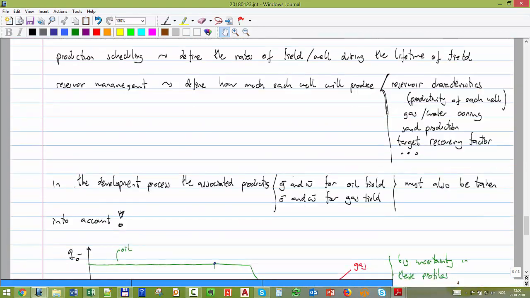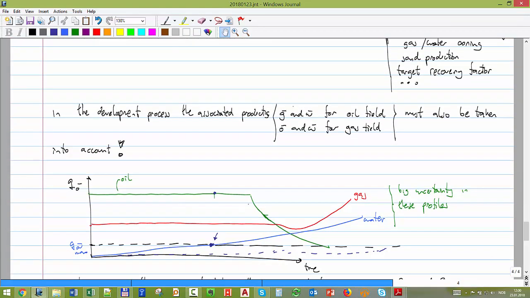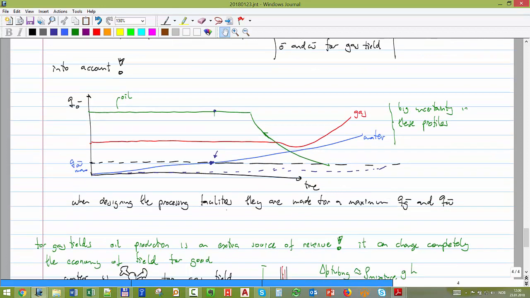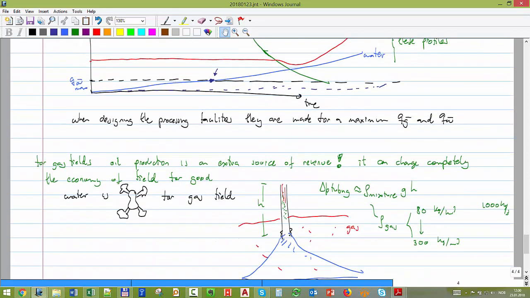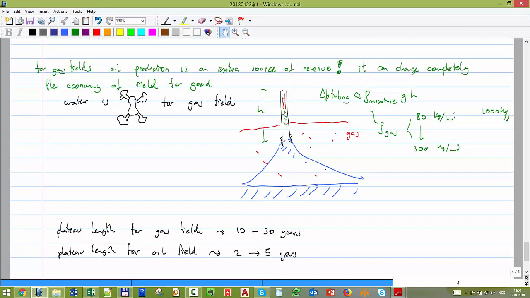And what else? That the associated products are important. In oil fields, they usually give me a lot of headaches, and in gas fields, I'm usually happy for oil, but I'm not at all happy for water.